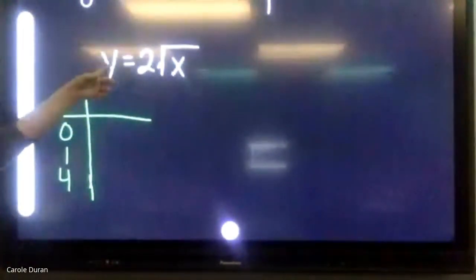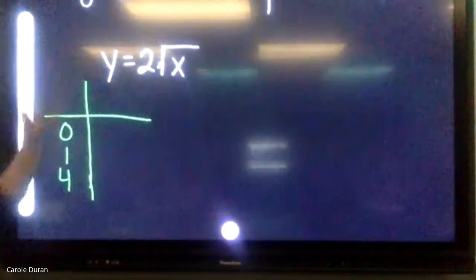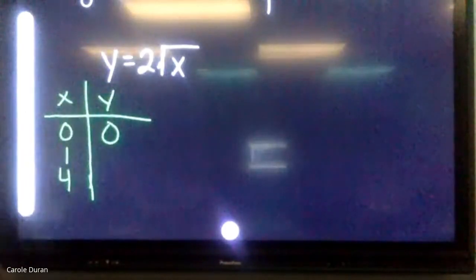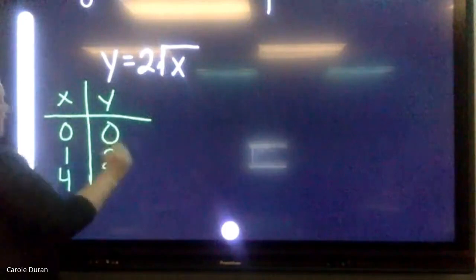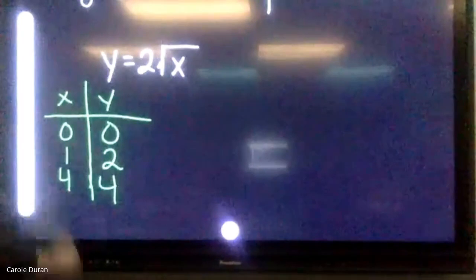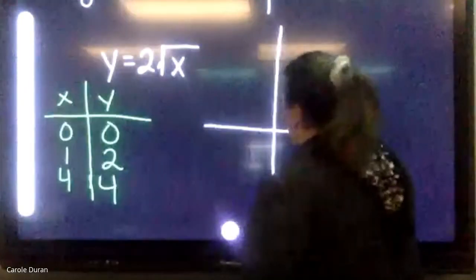So what happens when I plug 0 in for x here? I get 0, and 0 times 2 is still 0. Yay. What happens when I plug 1 in? We get 2. Square root of 1 is 1, times 2 is 2. What happens when I plug 4 in? Square root of 4 is 2. 2 times 2 is 4. Equal exchange. I have 3 points. I can now graph it.